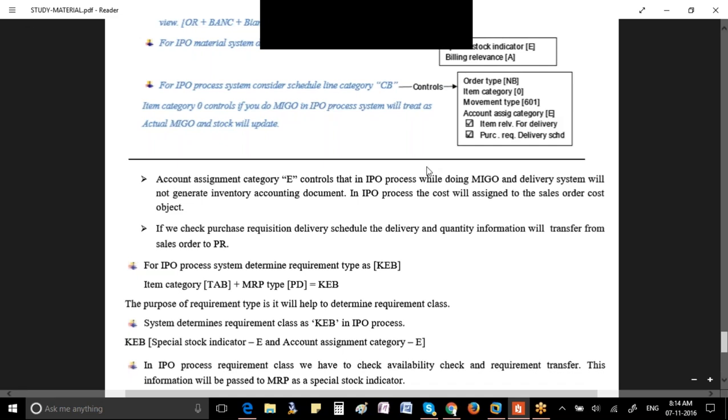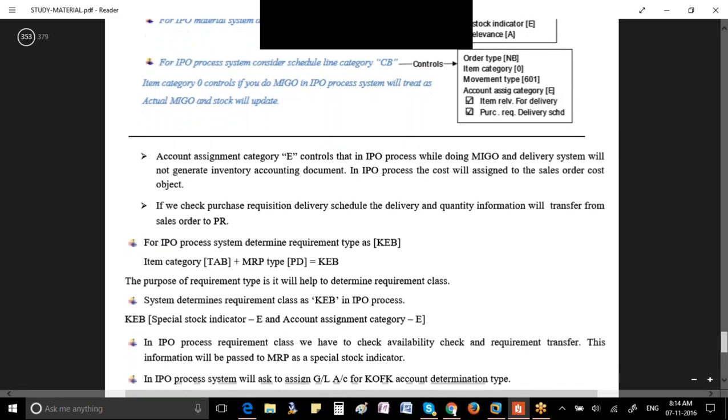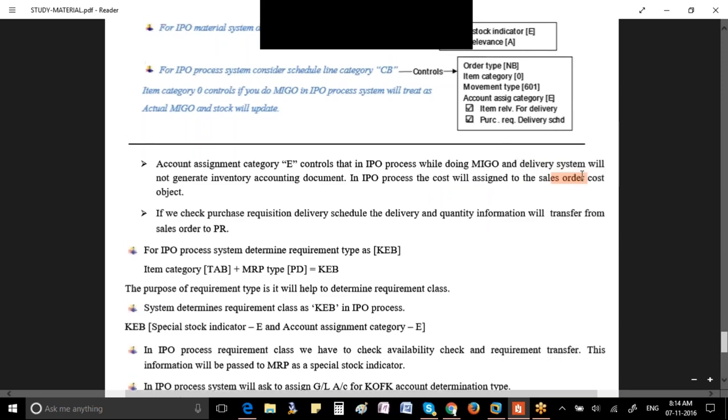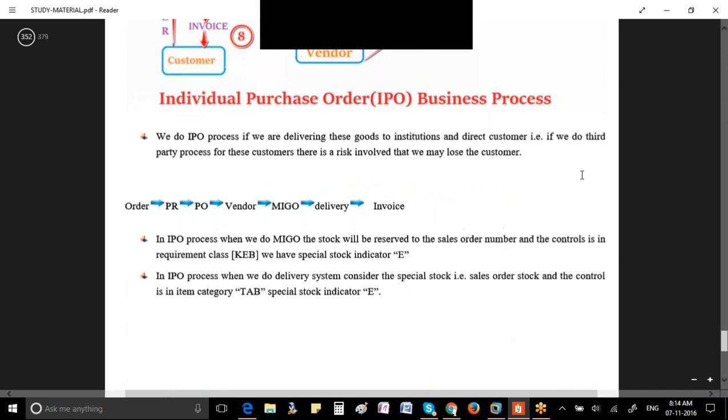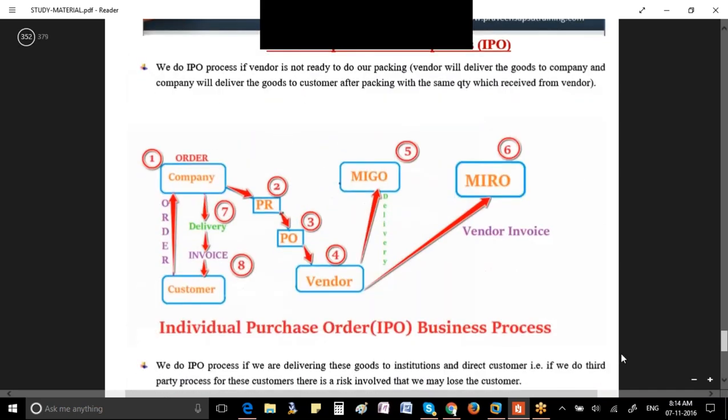So the next is account assignment category E. What does this control? That is whether to raise an accounting entry or not. Okay. And when we do MIGO in the IPO process, the system will not generate any inventory accounting document. Why? Because the goods you procured are automatically assigned. That means the cost incurred to procure those goods is already assigned to that particular sales order.